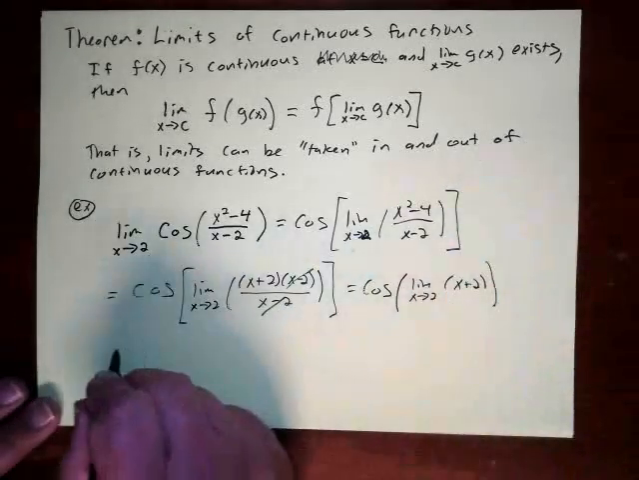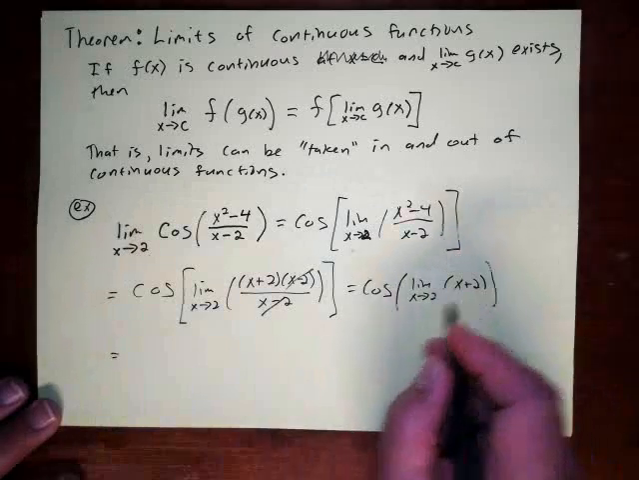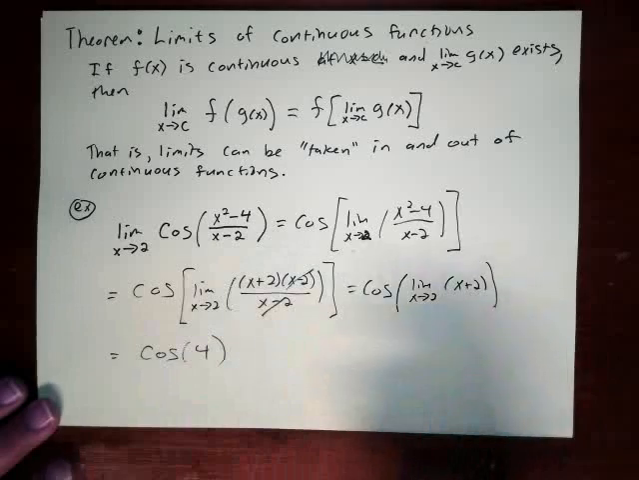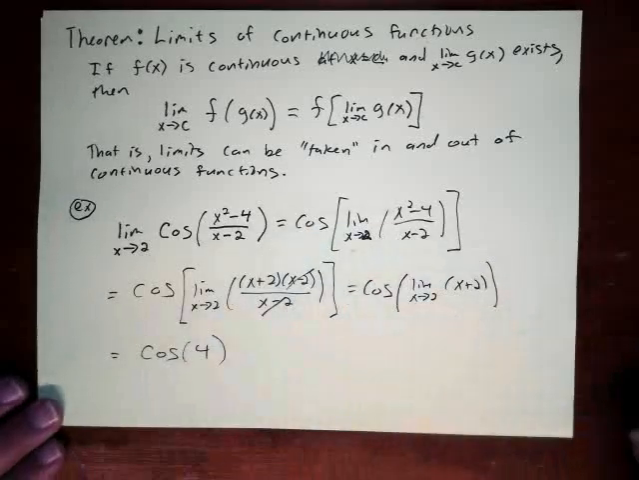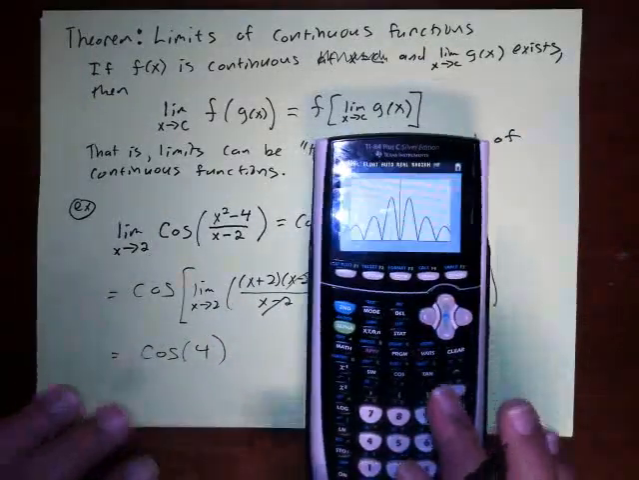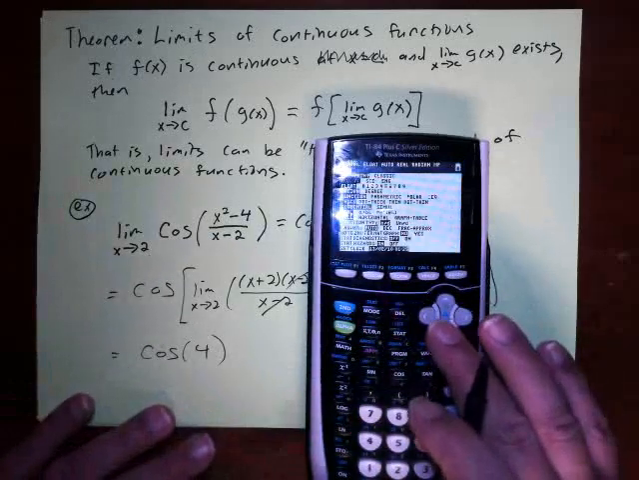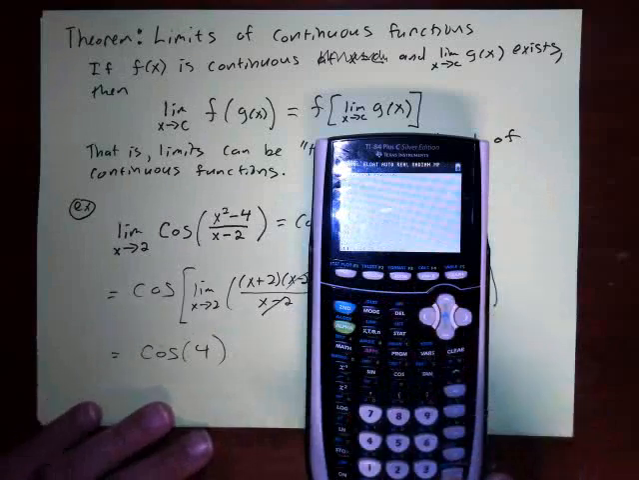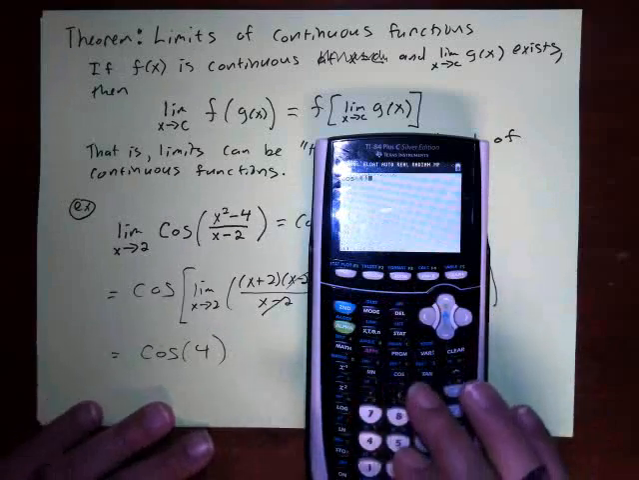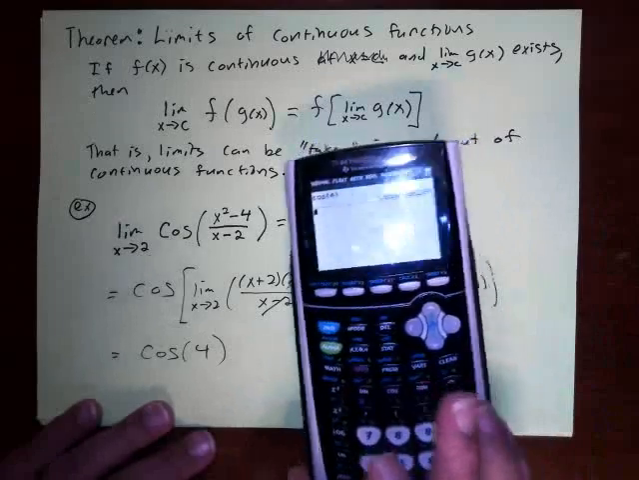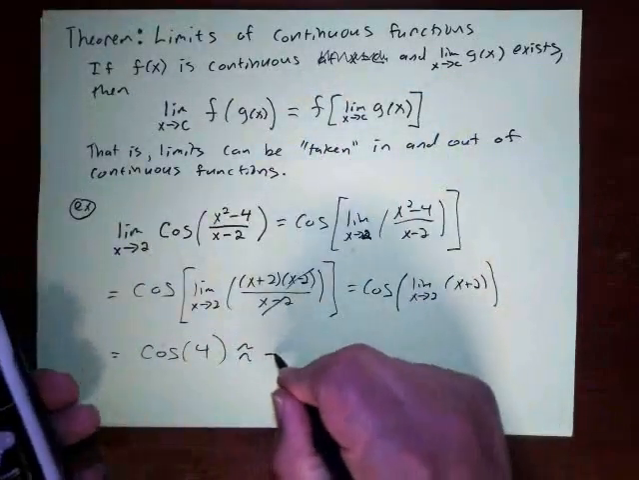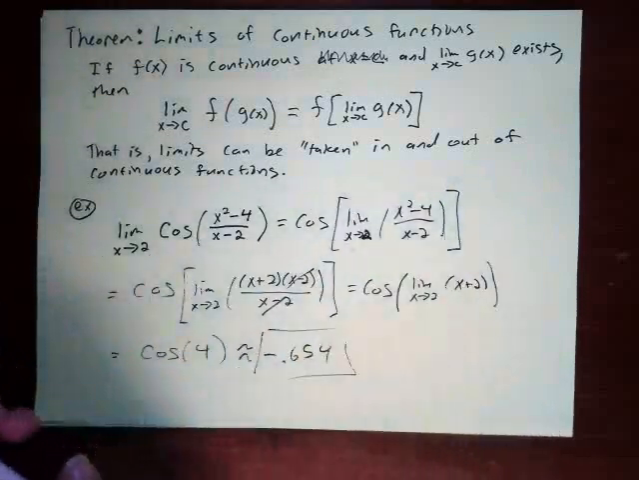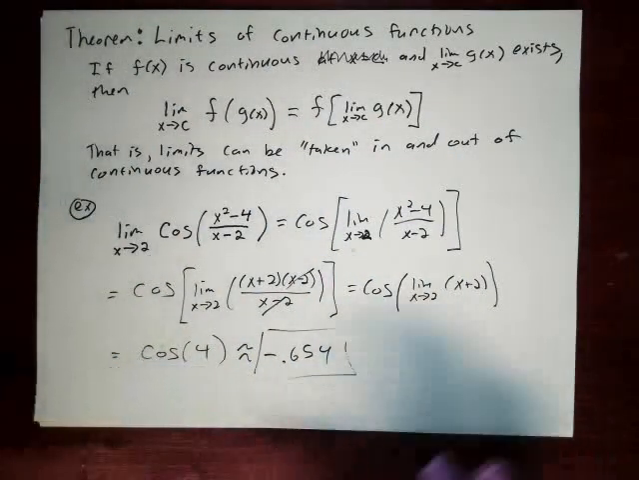And of course I can now take that limit, and that limit is just equal to 4, so this would just be the cosine of 4, whatever that is, okay? And I could plug it in. I'll just go ahead and do it, make sure I'm in radians, assuming that this is radians. Cosine of 4, and it'd be like negative 0.654 if you round to 3 decimal places, and assuming that this is in radians.